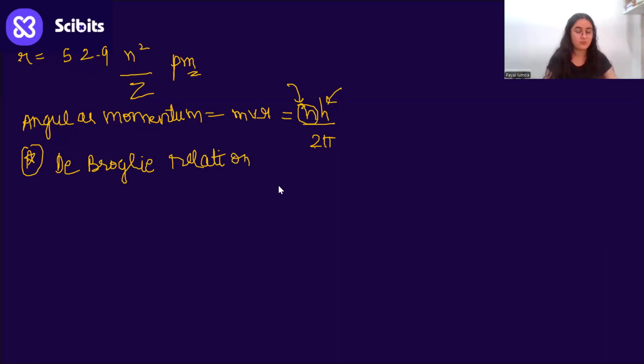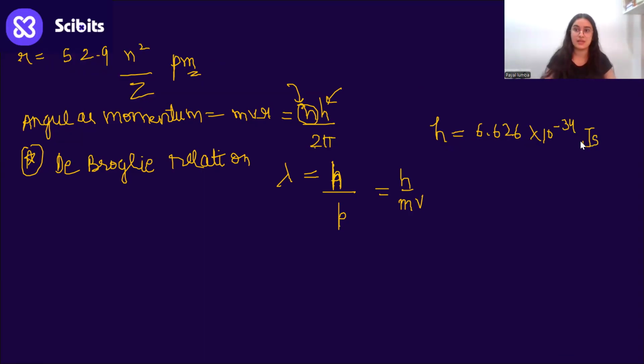The de Broglie relation is between the wavelength and linear momentum. This is h, that is Planck's constant, and this is linear momentum. So h upon mv. Right. Let me tell you the value of Planck's constant, that is 6.626 into 10 to the power minus 34 joule second.